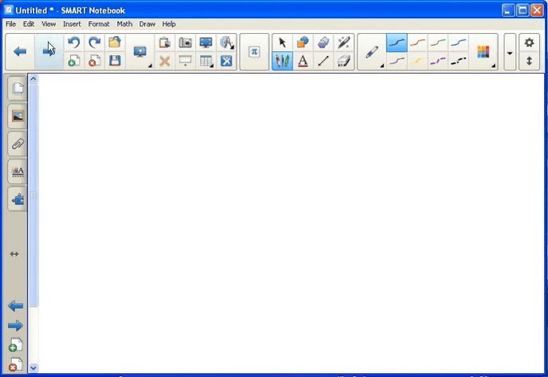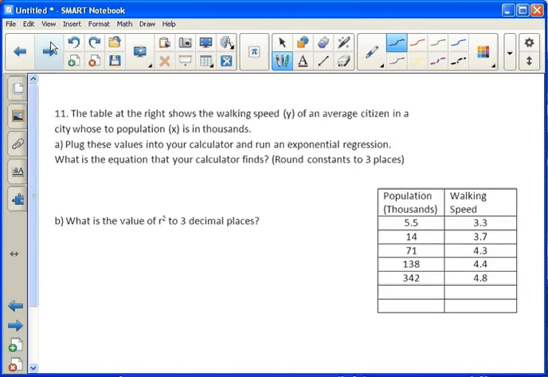Okay, number 11, the table shows the walking speed of an average citizen in a city whose population x is in thousands. Sorry, there's a typo there. Plug these values in your calculator and run an exponential regression. So remember to plug them in.